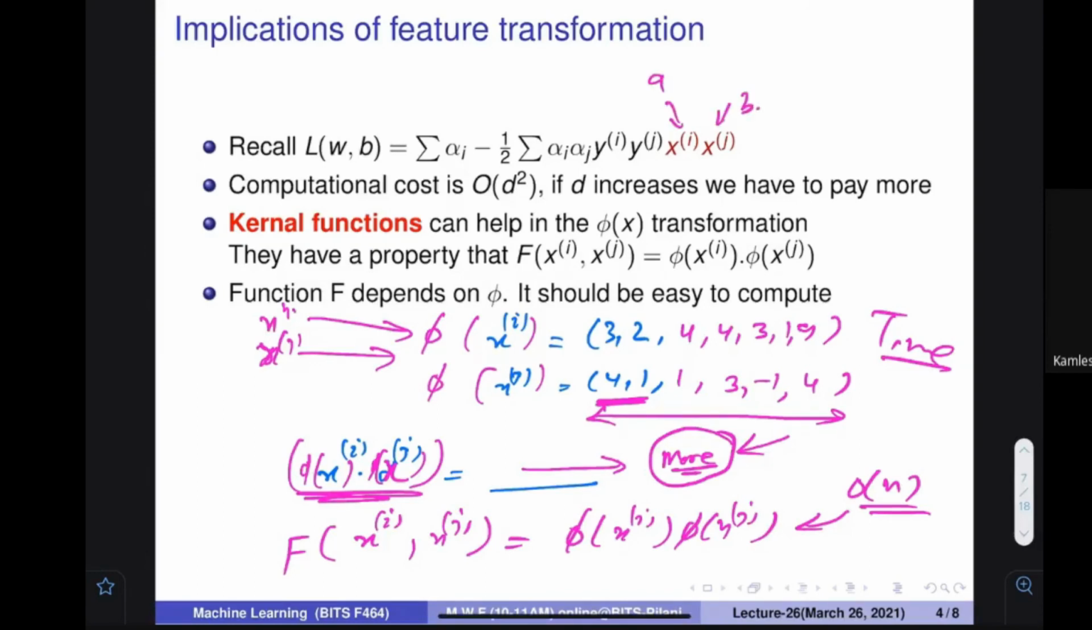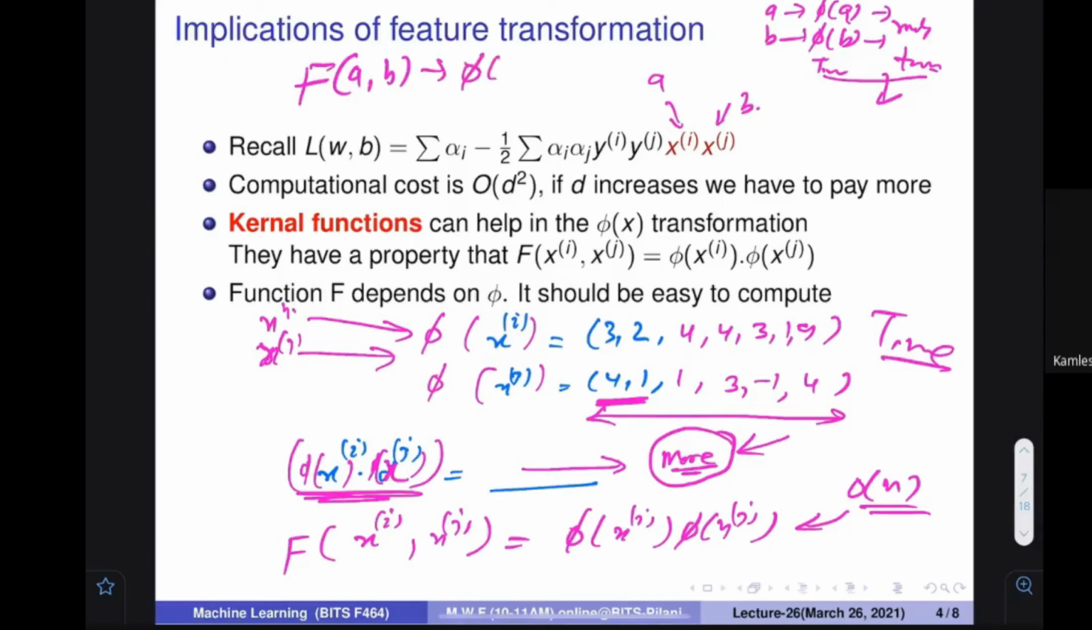If you want to find out the similarity between A and B, you convert them to phi of A and phi of B. This would also take time, and then you multiply, which would take more time, and you get this answer. However, I am telling you that I have a magical function f. If you just provide a and b, it can give you the value of phi a dot phi b in a very effective way, in order of n time only.